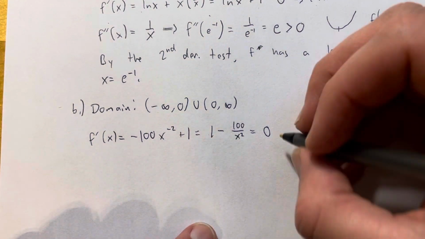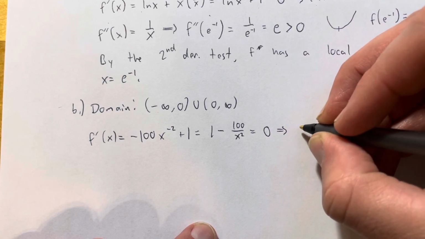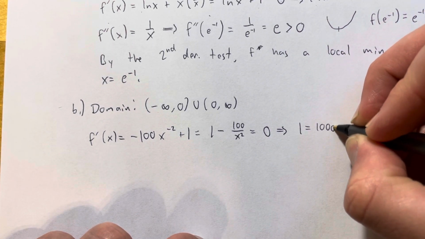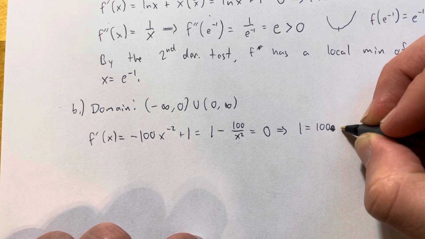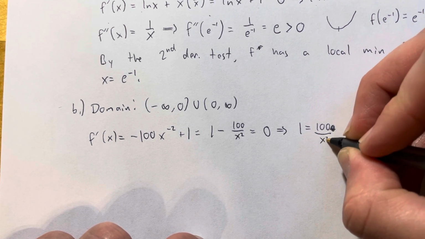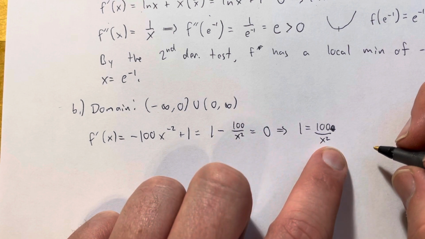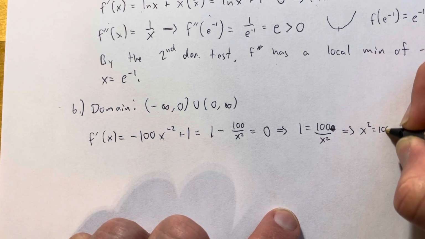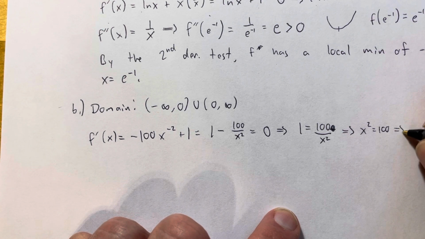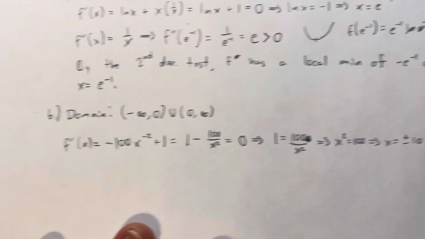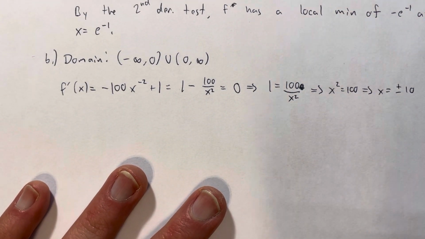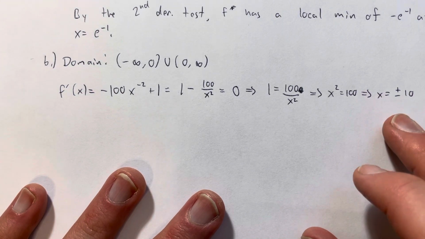So instead I just want to solve this equation. If I added this over, I'm going to get 1 equals 100 over x squared. If I multiply both sides by x squared, I get x squared equals 100. And then take square roots of both sides. x is equal to plus or minus 10. So you need both solutions from that. Okay? So these are going to be my critical values.